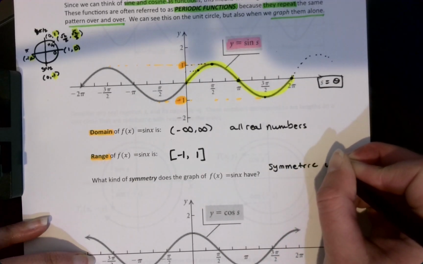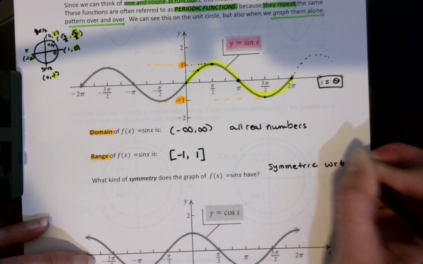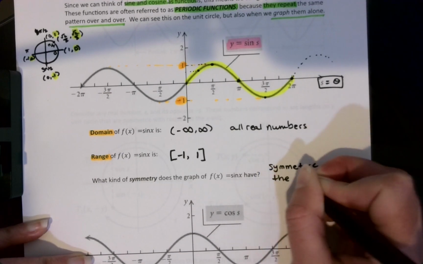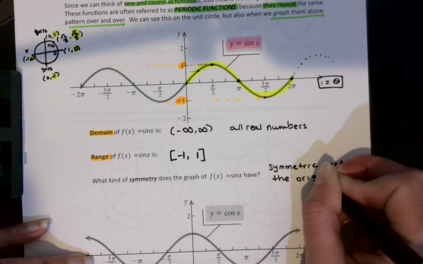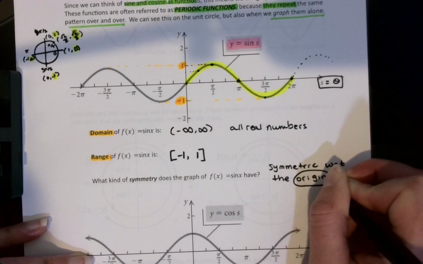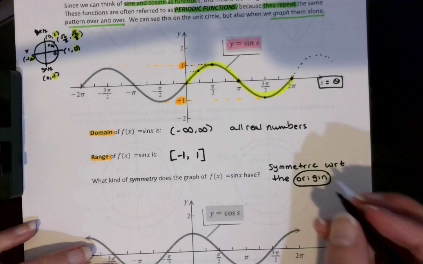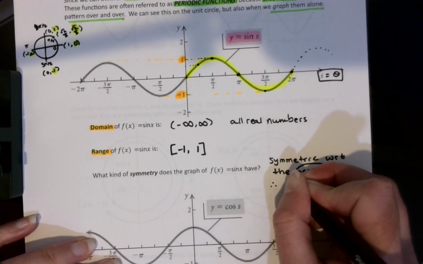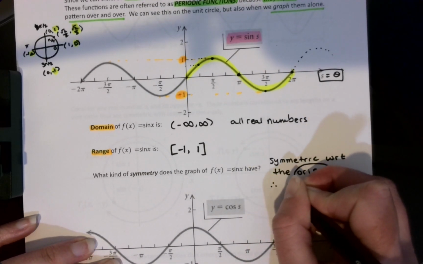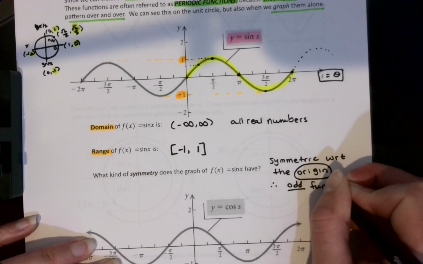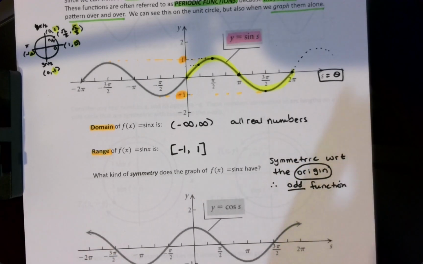So it's symmetric with respect to the origin. So it has origin symmetry. And if you remember from earlier in the semester, this also means that it is an odd function. Odd functions were symmetric with respect to the origin.